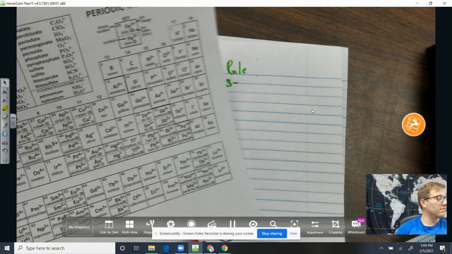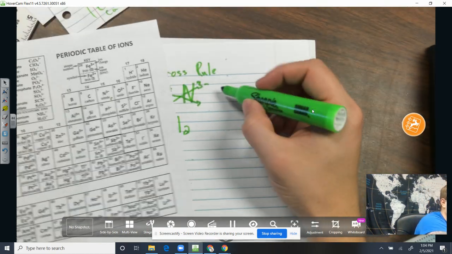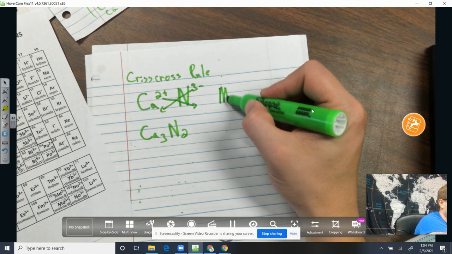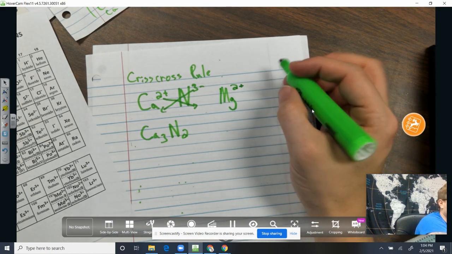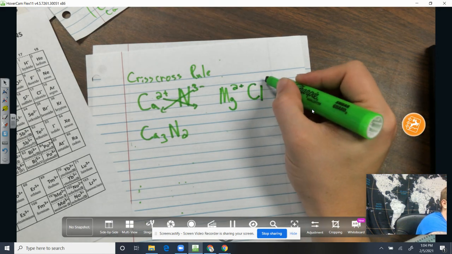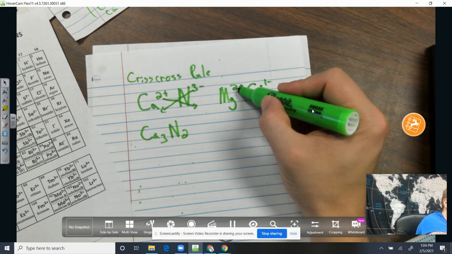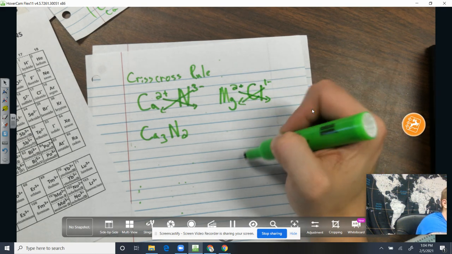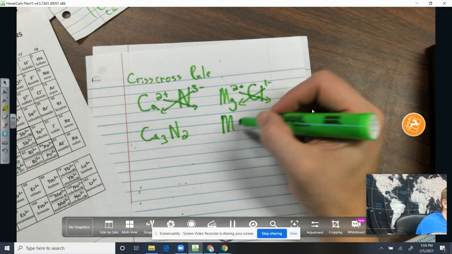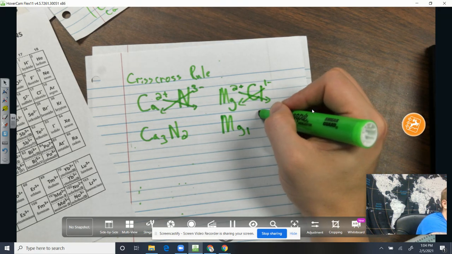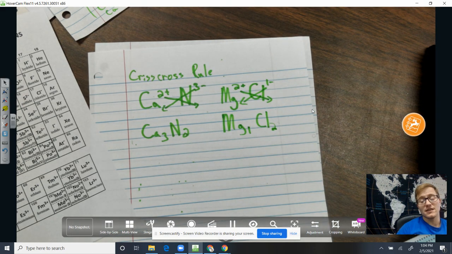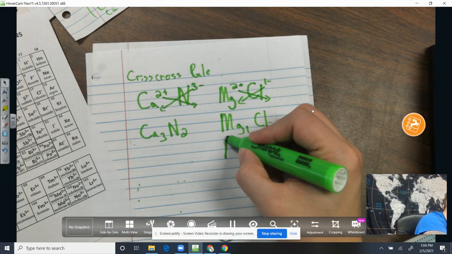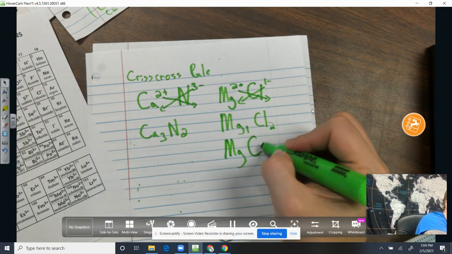So let's say I have magnesium fluoride. Magnesium is Mg. It's a 2 plus. Chloride is Cl, 1 minus. You do the crisscross, you're left with magnesium 1, Cl2. Now, because everything times 1 is itself, I'm just going to rewrite this real quick as MgCl2.